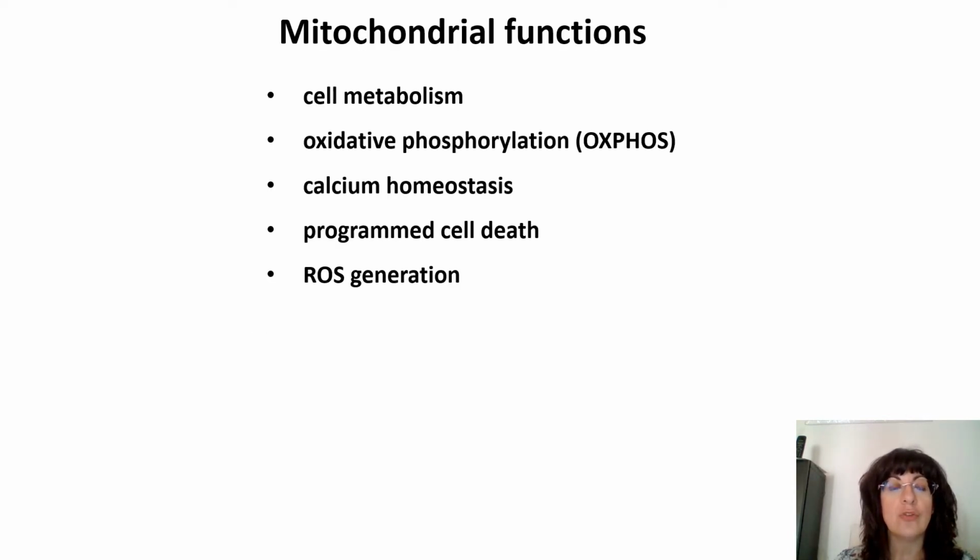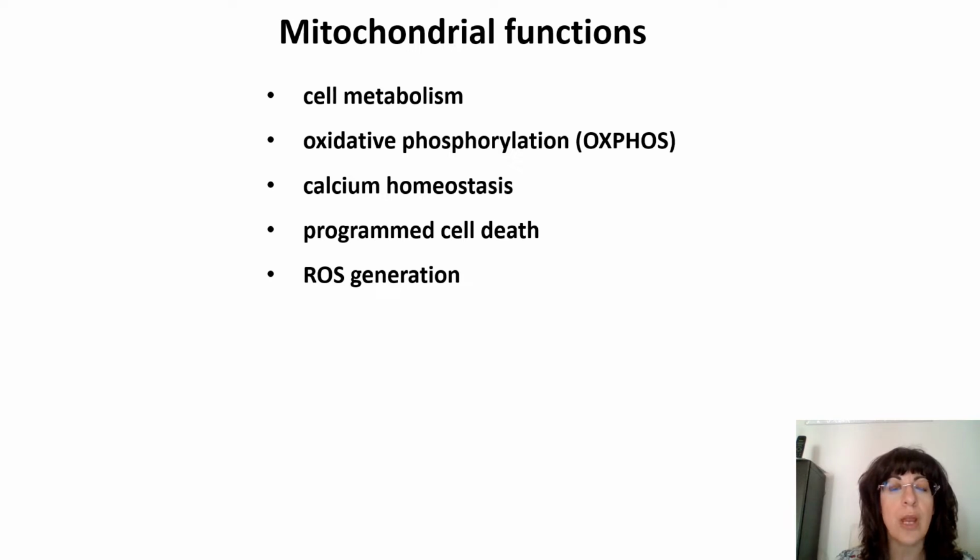Mitochondria play an essential role in cell metabolism and energy production through the oxidative phosphorylation pathway. Notably, in nerves and muscles, we have a high density of mitochondria because these tissues are highly dependent on oxidative phosphorylation for their metabolic needs, so they are very sensitive to mitochondrial dysfunction.